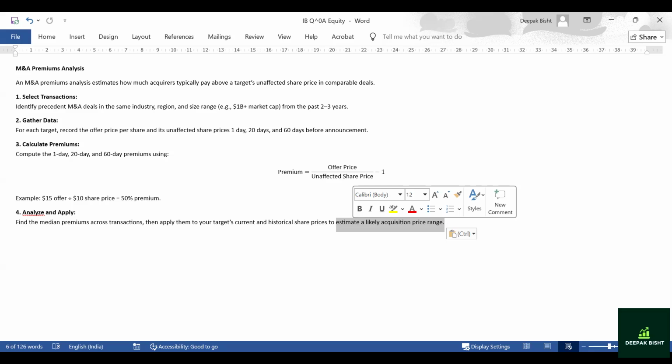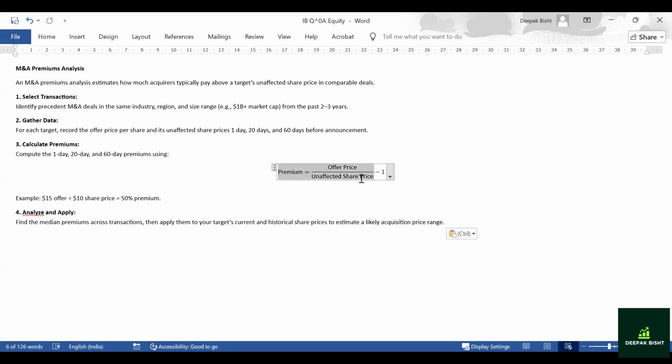The key point here is that this analysis only applies to public companies since private firms don't have observable share prices. So you are comparing public companies with your company, and that's one of the limitations also. The set of transactions might overlap with your precedent transaction analysis, but it's often broader to capture more data. You should also consider market conditions, like premiums tend to be higher in a strong stock market and lower when volatility or uncertainty is high. We have discussed it previously also.